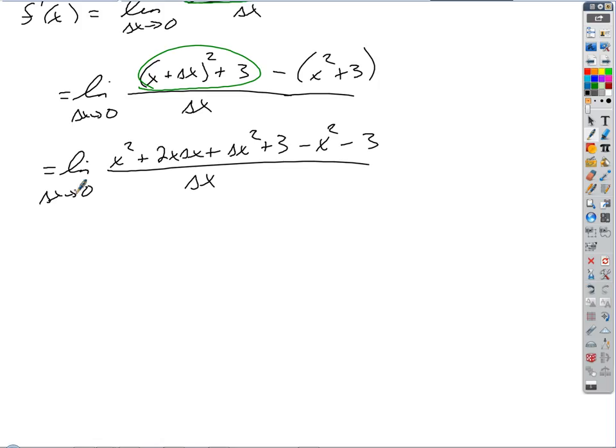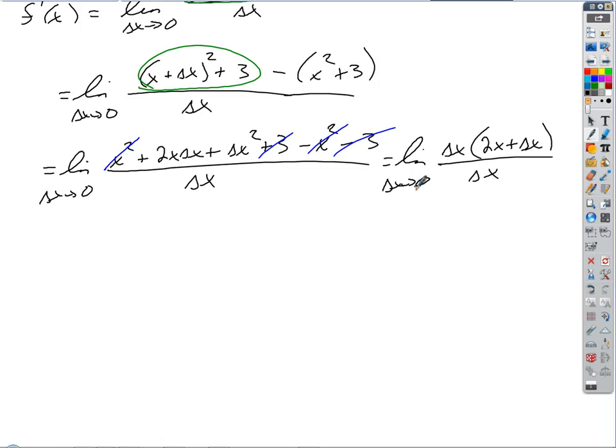Look what happens. I can subtract away the x squareds, I can subtract away the 3's, and look what's left over. What can I do? I can factor out a delta x, can't I? Right, so we get the limit of delta x times what's left over, 2x plus delta x, over delta x.